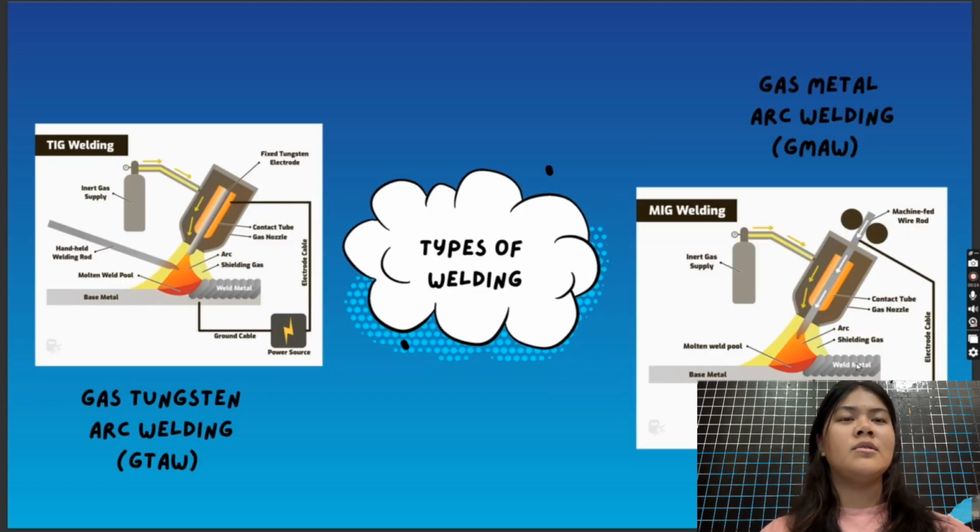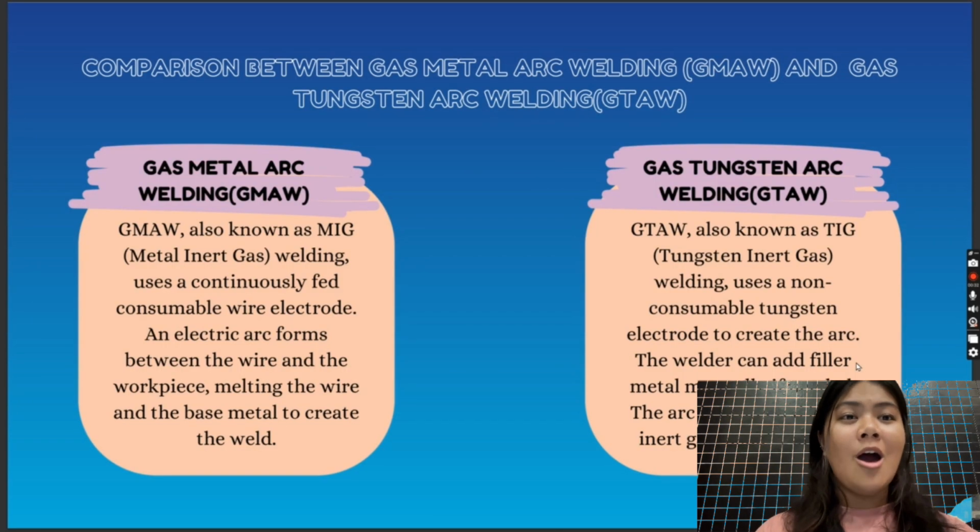And now, this is the type of welding we are going to share with you: gas metal arc welding, GMAW, and GTAW, which stands for gas tungsten arc welding. So, what is GMAW and GTAW?